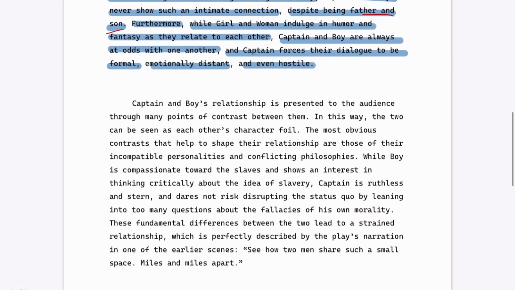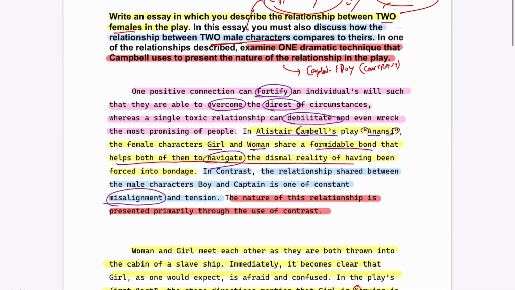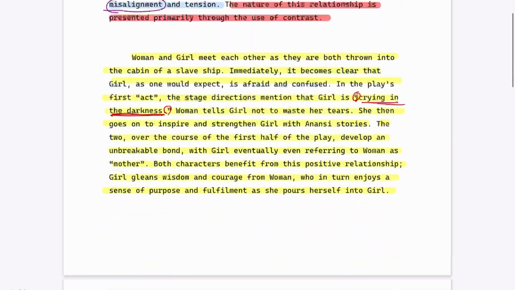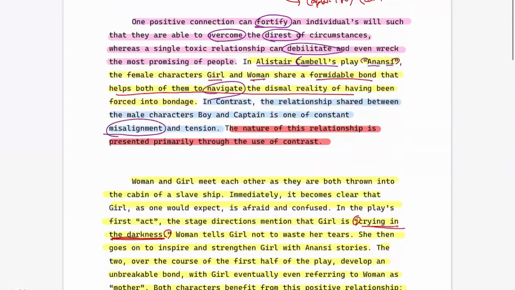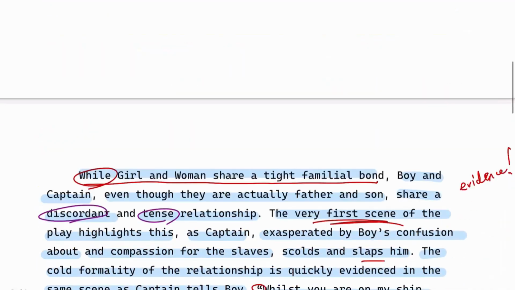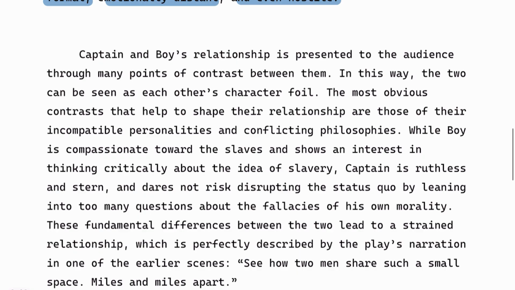All right, where do we go from here? In the exam, you will be making sure that you're double and triple and quadruple checking your plan and your annotated question as you write. So I am maintaining that habit, even though this is already written. Next, I'm going to be examining how contrast is used to present the nature of the relationship of captain and boy. Let's do that. Let's go for red.